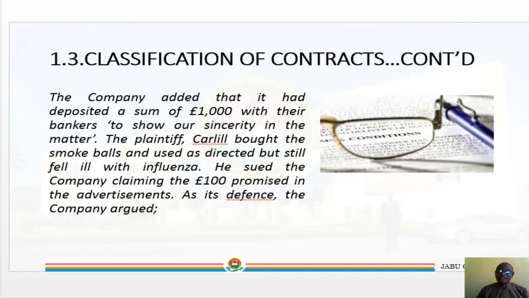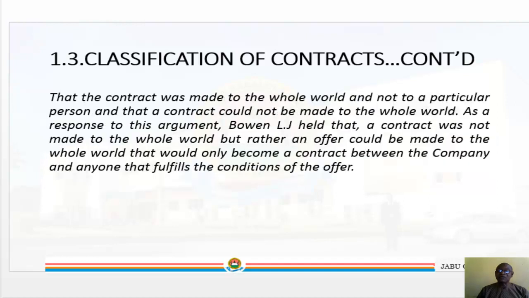As its defense, the company argued that the contract was made to the whole world and not to a particular person, and that a contract could not be made to the whole world. In response to this argument, Bowen Lord Justice held that a contract was not made to the whole world, but rather an offer could be made to the whole world that would only become a contract between the company and anyone that fulfills the conditions of the offer.